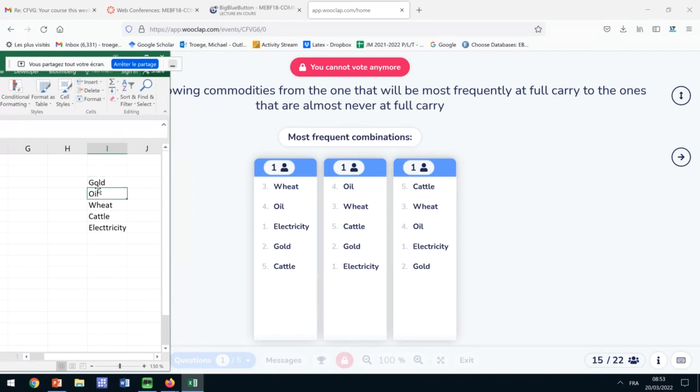Electricity, again, is the one that is almost never at full carry. I misspelled it here. And in between, it depends on availability, on the ease with which you can short these commodities, and on storability. So that will be the order. Okay, move on.